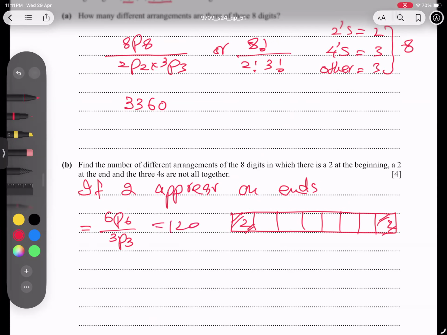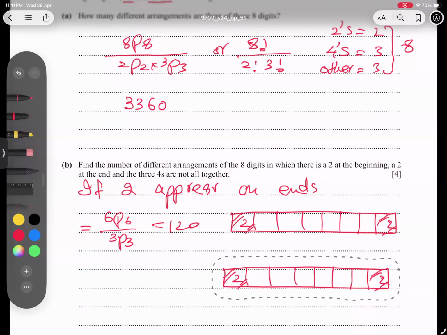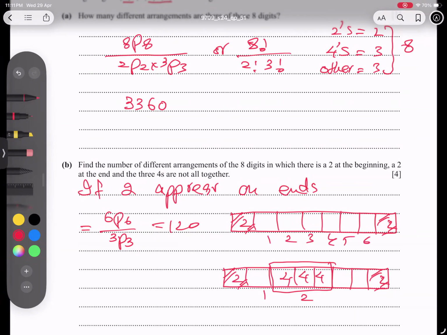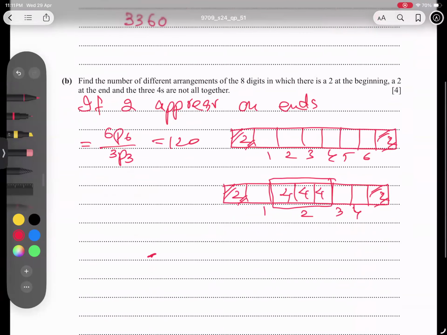And this answer is coming 120. But now we talk about the same condition, and I talk about when all 4s are together. When all 3 4s are together, I count them as one block. First 1, 2, 3, 4, 5, 6, and now 1, 2, 3, 4. Now, what is the answer if 2 appears on both ends?